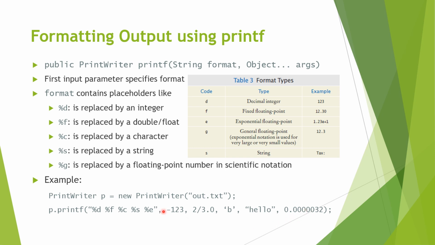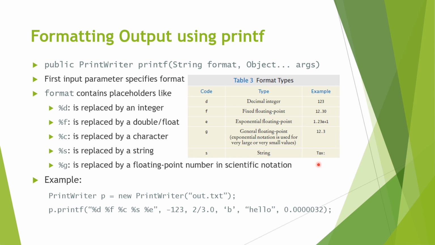It's good to use %e instead of %f when your double value is either too small like this or too large, so that it would be more convenient to use a normalized scientific notation.